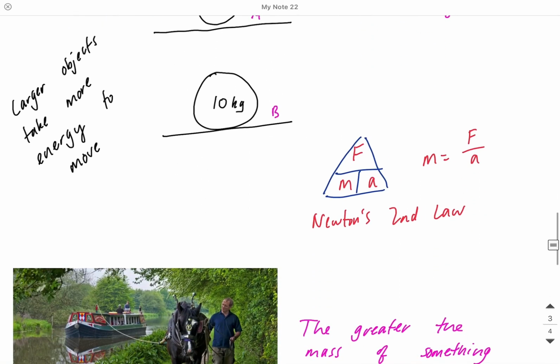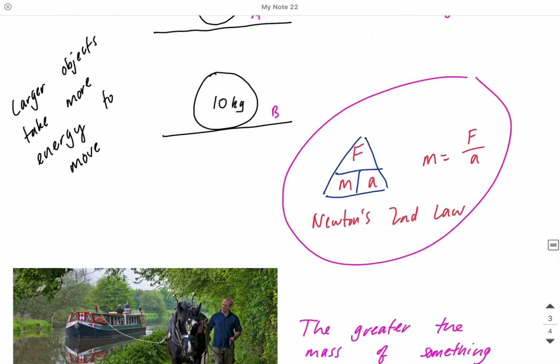This is all part of Newton's second law, that force is equal to mass times acceleration, and that mass is what Newton was talking about. He was talking about the inertial mass when he came up with this law. So the inertial mass is just equal to the force divided by acceleration.